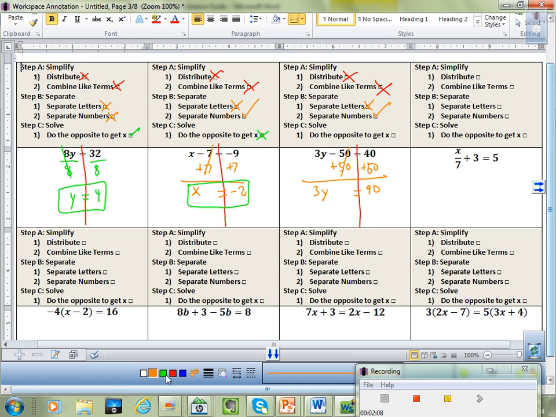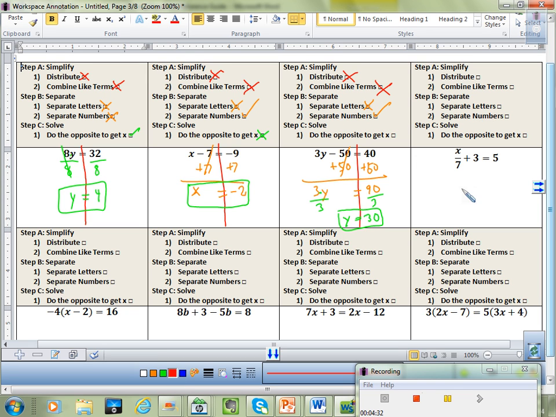It's been separated. Do I know what Y equals yet? No, so I have to keep going. Do the opposite. Opposite of multiplying by 3? Dividing both sides by 3. We get Y equals $30 each. Make any corrections if you need to.